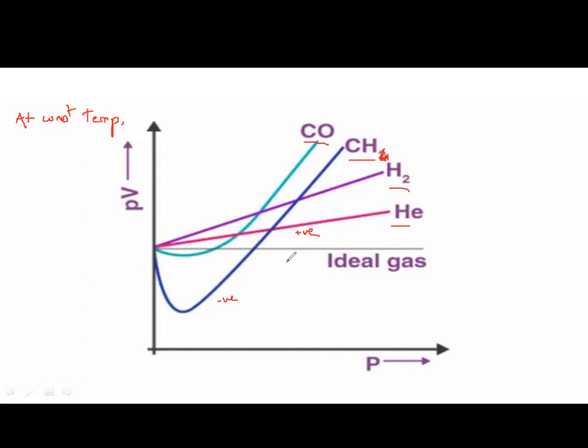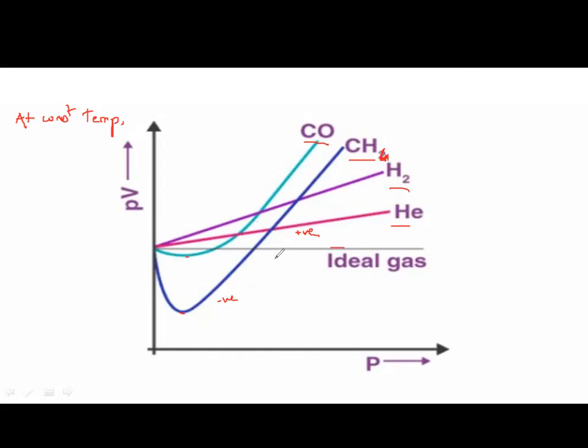The increase in pressure decreases the value of PV and it reaches a minimum value. For CH4, it is reaching this minimum value. For CO, it is reaching this minimum value. After it reaches this minimum point, please observe the graph. After the minimum point, the PV value again starts increasing. It crosses the line for the ideal gas and then shows a positive deviation. Can you see? It crosses this ideal gas line and then continuously shows a positive deviation.